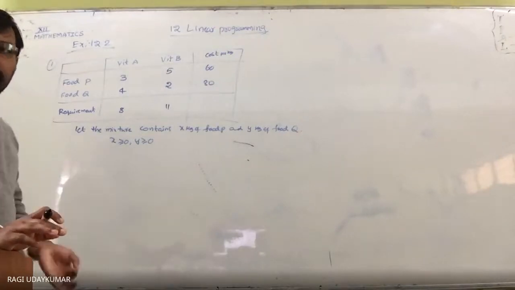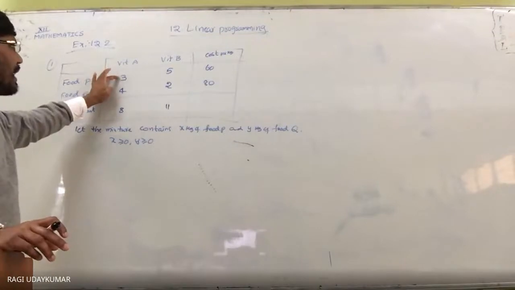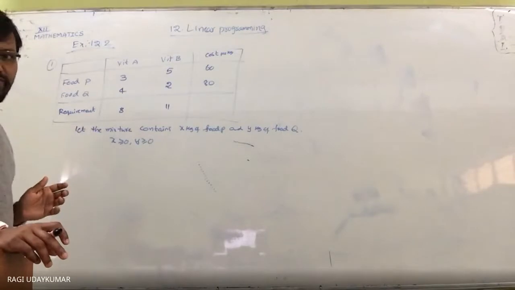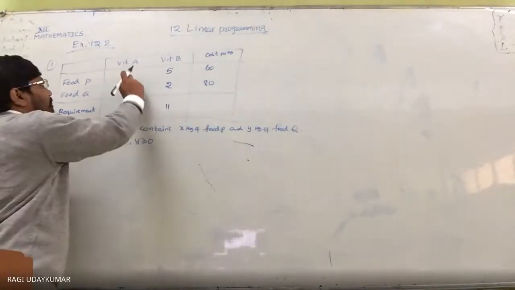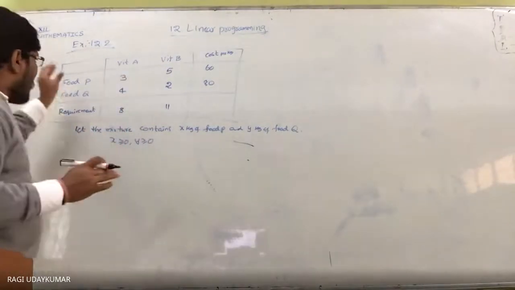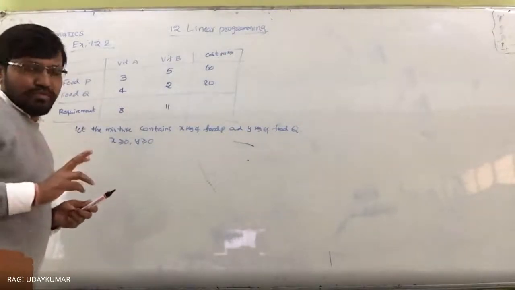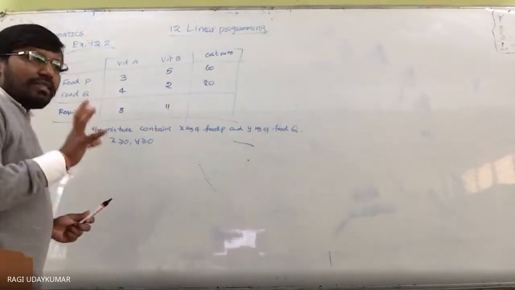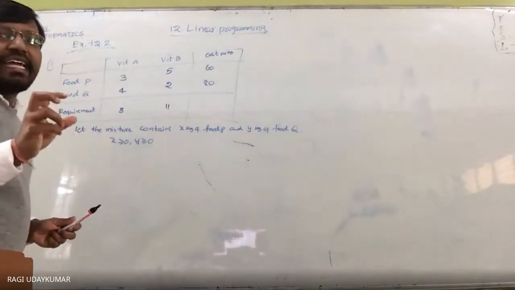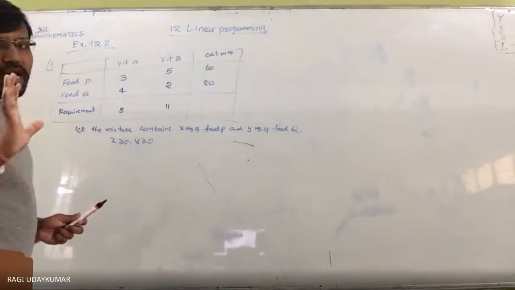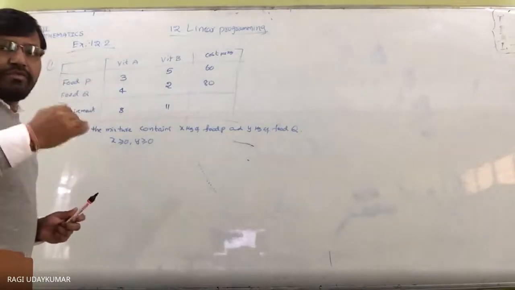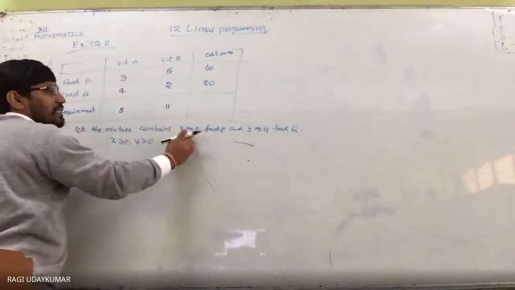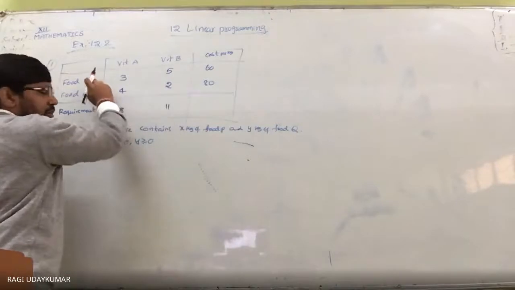The condition given is that vitamin A in that mixture must be at least 8. So there is one mixture in which food P and food Q, two types of food, are mixed, and that mixture should contain a minimum of 8 units of vitamin A. It can have more than that also. So the vitamin A in x kgs of food P is 3x.